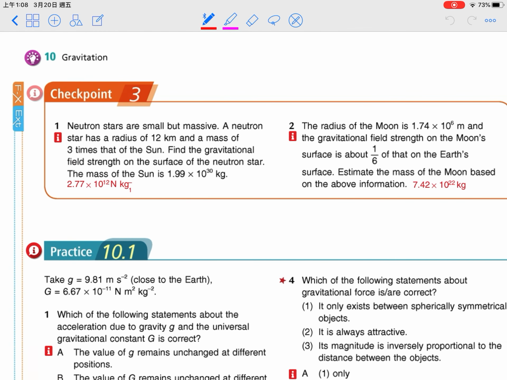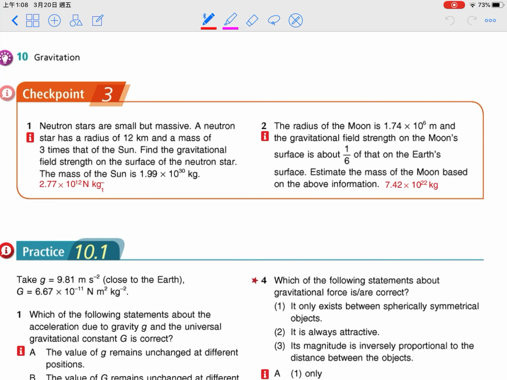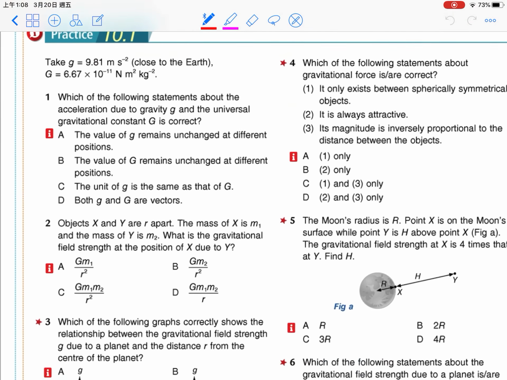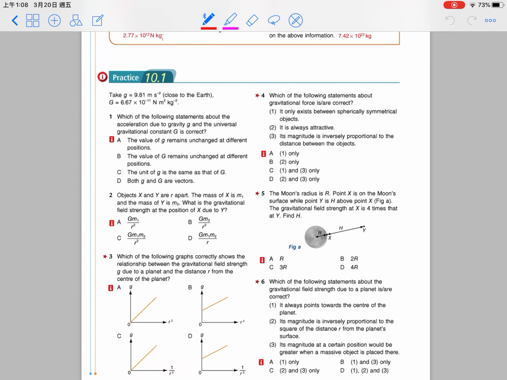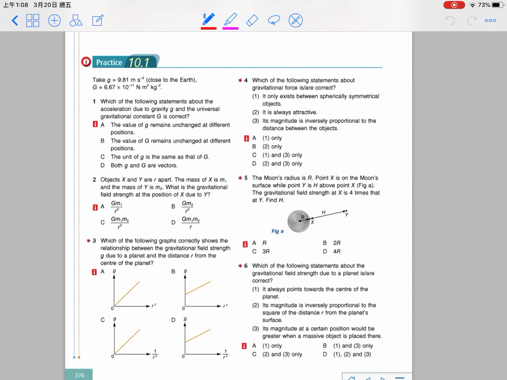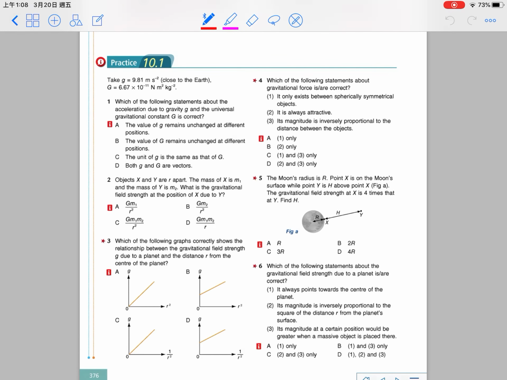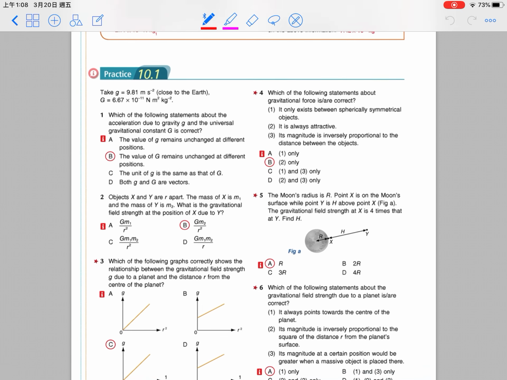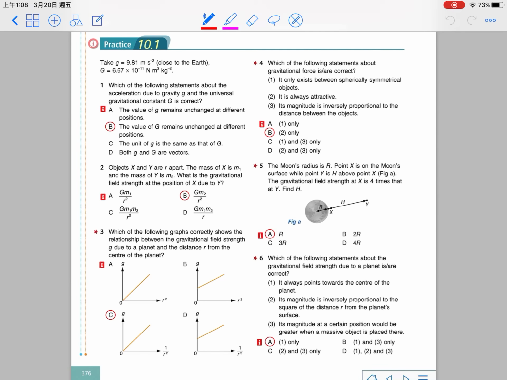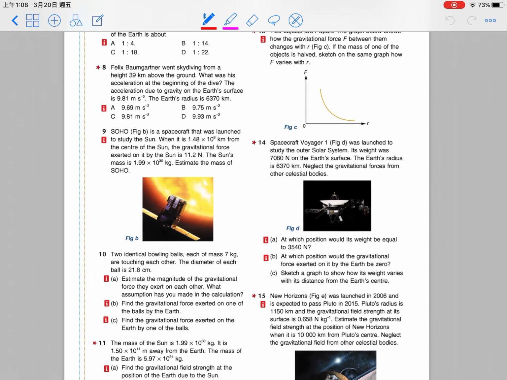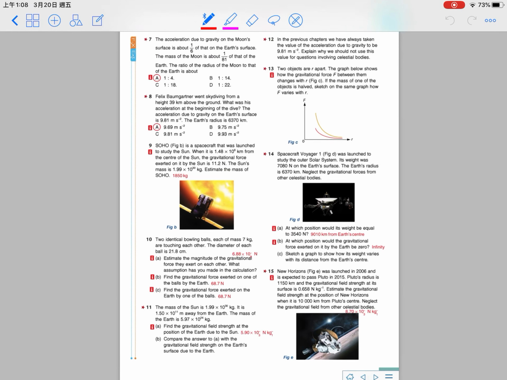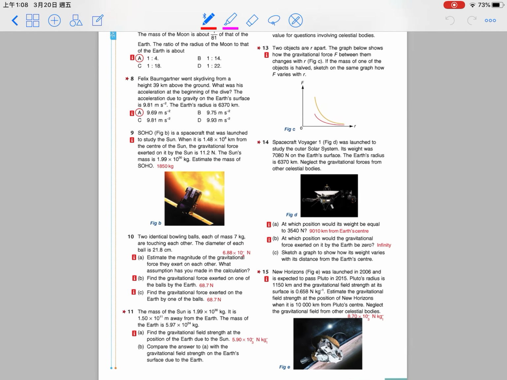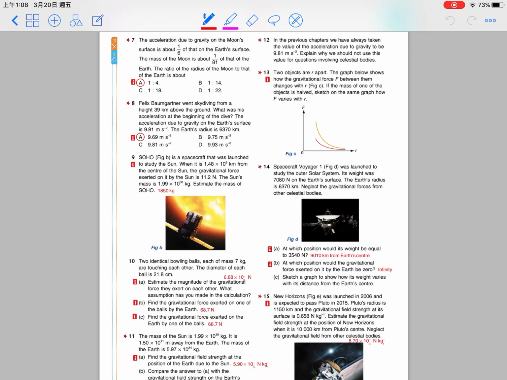Checkpoint 3. Now maybe you have a try for checkpoint 3. These are the answers. Tell me if you have any problem. You see practice 10.1. I hope you can have a try, especially the MC questions. Here's the answer. And also you can do some more calculation for practice. You may download the full solution in the eClass.